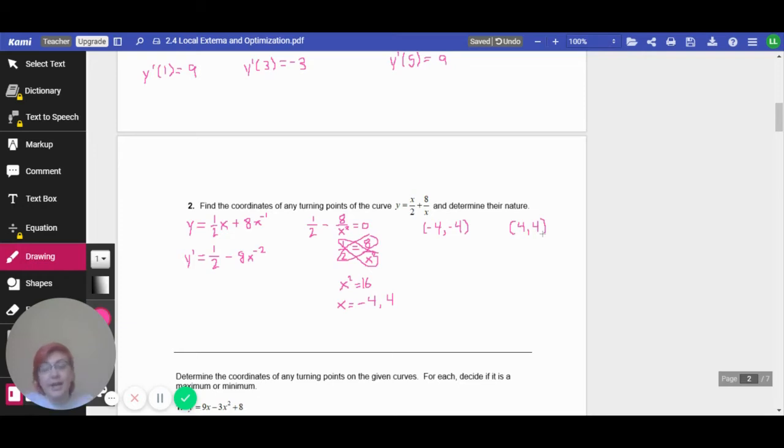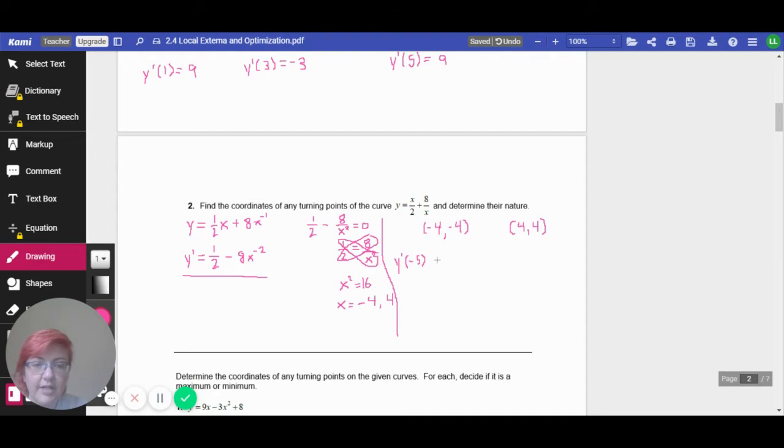So now I'm going to pick x values that fall below, here in the middle, and up here to help me determine the nature of these points. All right, so I'm going to section this off. I need to pick an x value less than negative 4. I'm going to go with negative 5. So y prime of negative 5.